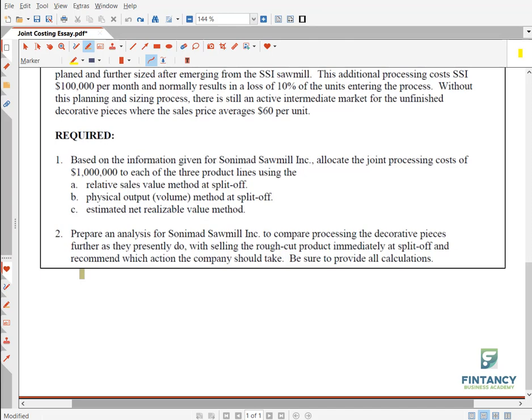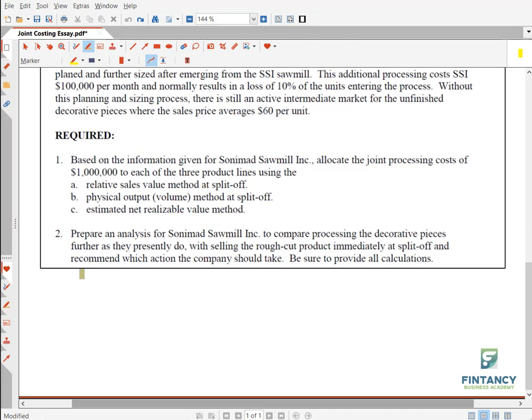So remember in the last class I told you there are three methods. So these are those three methods. What is the first method? Which they have written as B, physical output method, right? What is the second method? Which they have written as A, it is sales value at split off. And what is the third method, which they have written as C? It is the NRV method. Okay, remember how to calculate NRV? It is sales value minus further processing cost.